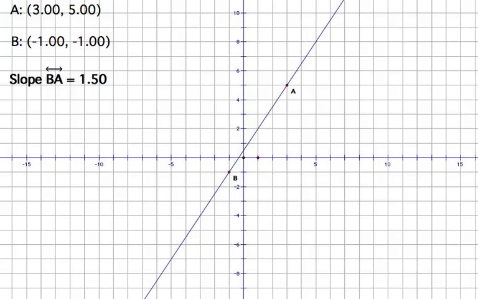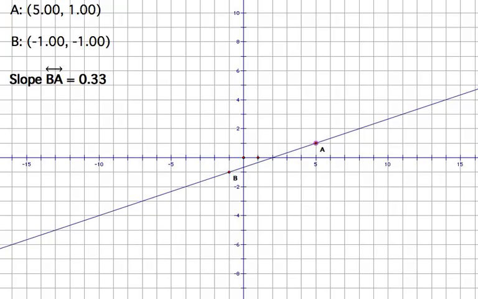Okay, so you're trying to determine which line has an undefined slope or no slope, and you're given ordered pairs. So if we look here, I have two ordered pairs highlighted. I have A, which is currently at 3, 5, and I have B, which is currently at -1, -1, and the slope is highlighted here. So if I drag the ordered pairs around, the slope is going to change.